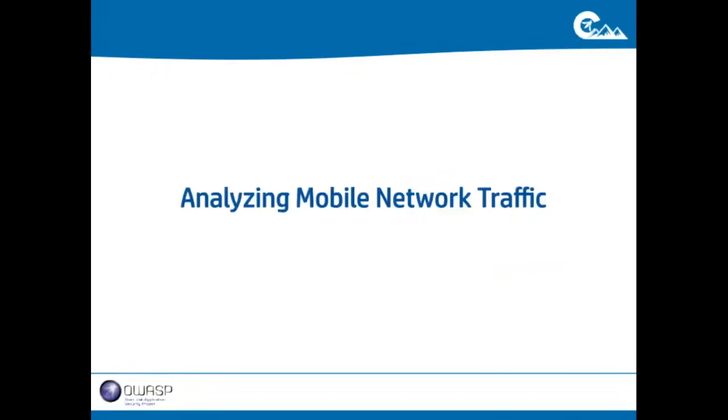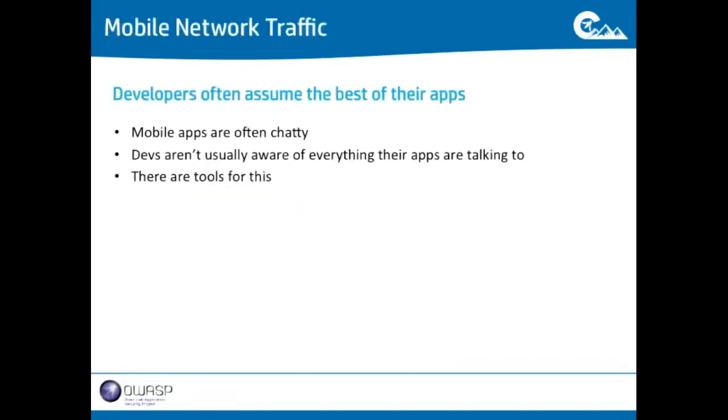So related to that, we're going to talk about analyzing network traffic for your mobile apps. Going back to the previous point, developers often assume that their apps are going to be well behaved. They're going to assume that you have your basic client and the main backend that it's talking to, and that's probably it, right? Not always the case. You would like to think that, but you need to verify it, and there are tools for doing that.